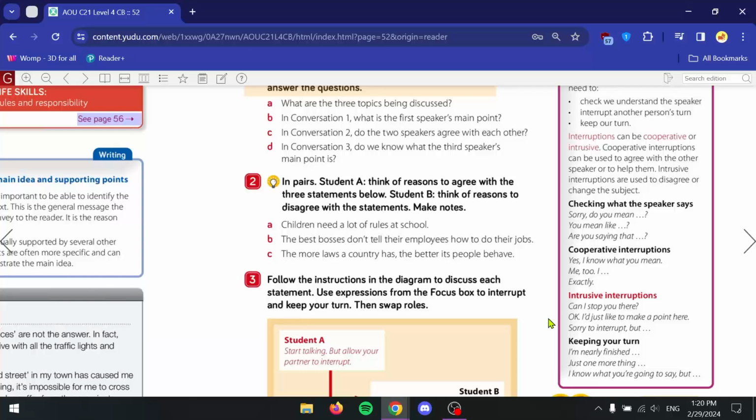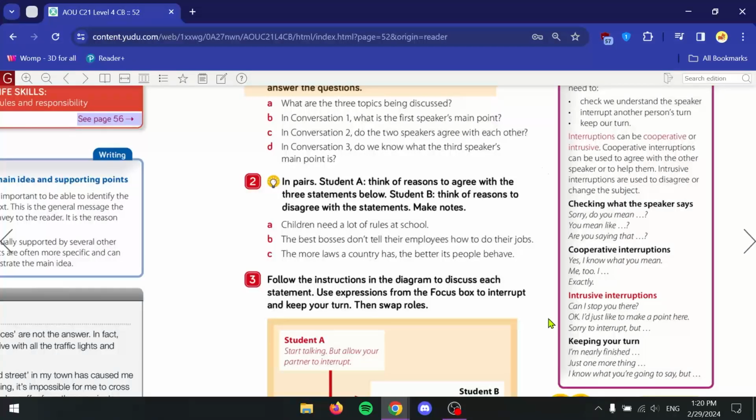So, "Okay, I'd just like to make a point here." If someone is perhaps explaining a graph and you'd like to add a point, or you think they missed a point or they're mistaken, you'd say, "Okay, I'd just like to make a point here." Or if you just cut someone off while they're talking, you can say, "Sorry to interrupt, but I think we should do this instead of this." Or you say, "Sorry to interrupt, but I really have to go. I'm sorry." All of these.